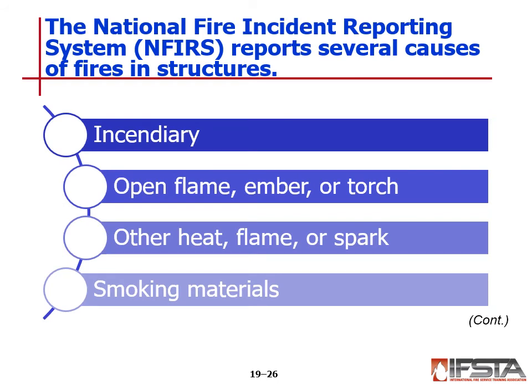So NFIRS reports include basically more than four, several types of causes of fires in structures. Incendiary, that's your arson. Open flame, ember, or torch. There's still people that use candles in unsafe ways. Other heat, flame, or spark, that could be, for example, a fireplace that doesn't have a spark screen in front of it. People still smoke in bed. They discard smoking materials incorrectly.